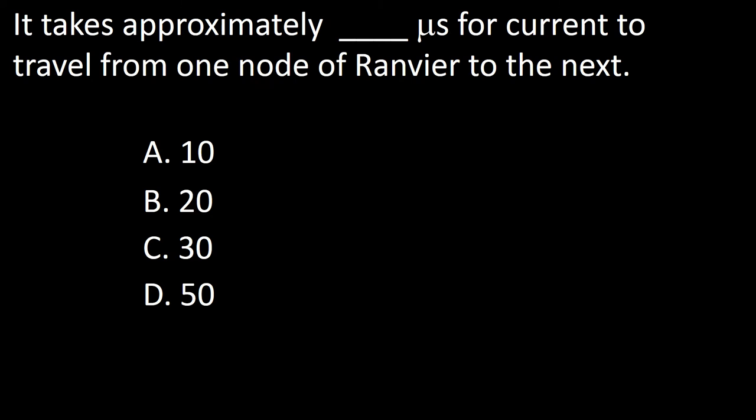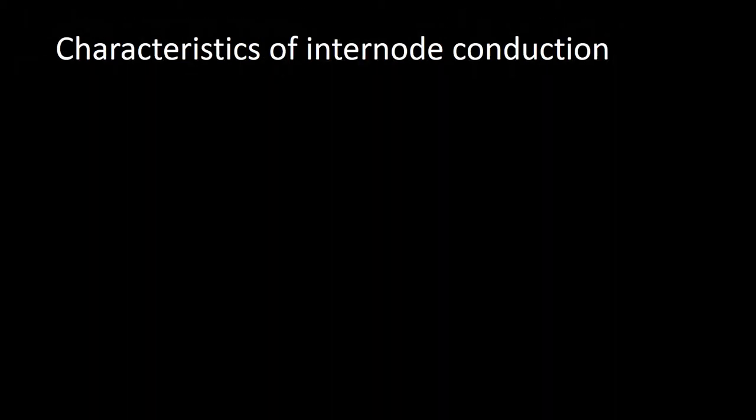It takes approximately dash microsecond for current to travel from one node of Ranvier to the next. A. 10, B. 20, C. 30, D. 50. Internode conduction is carried by electrotonic current.